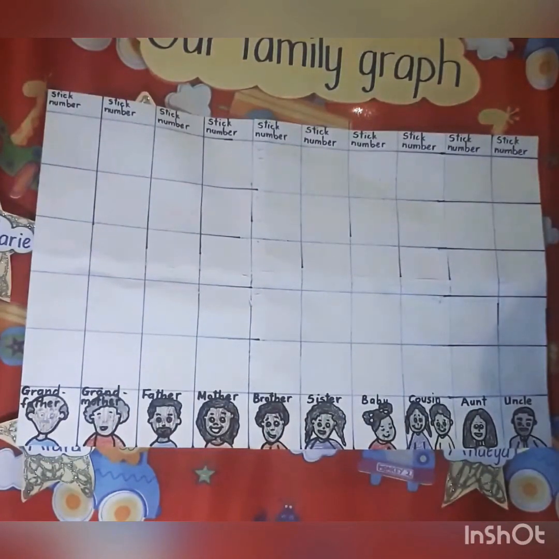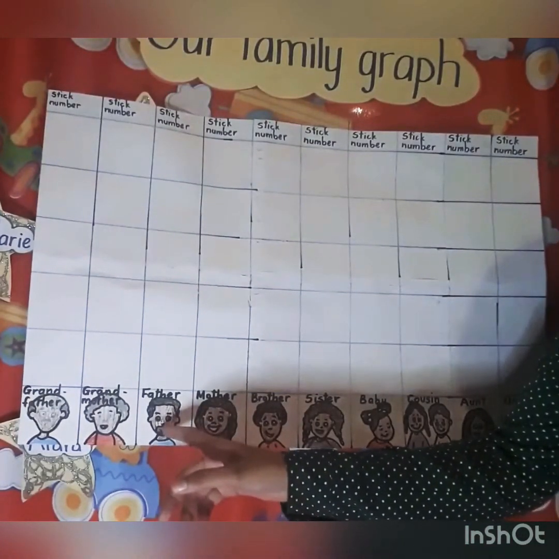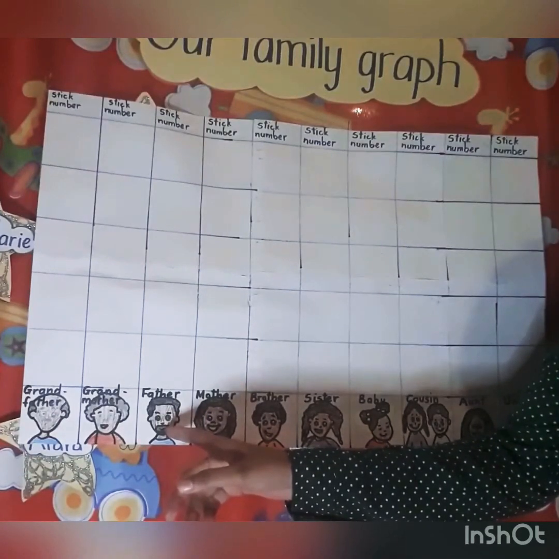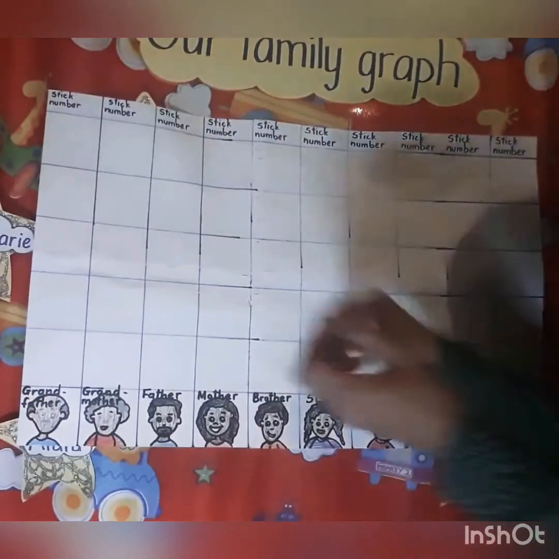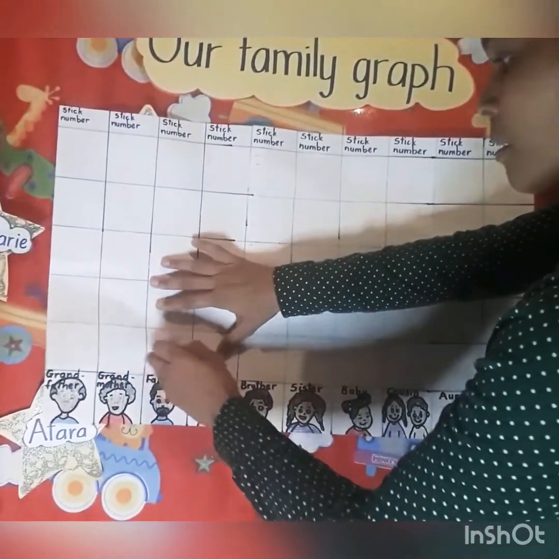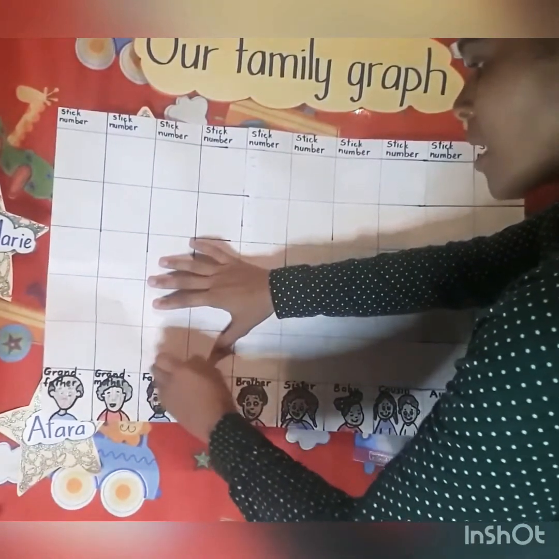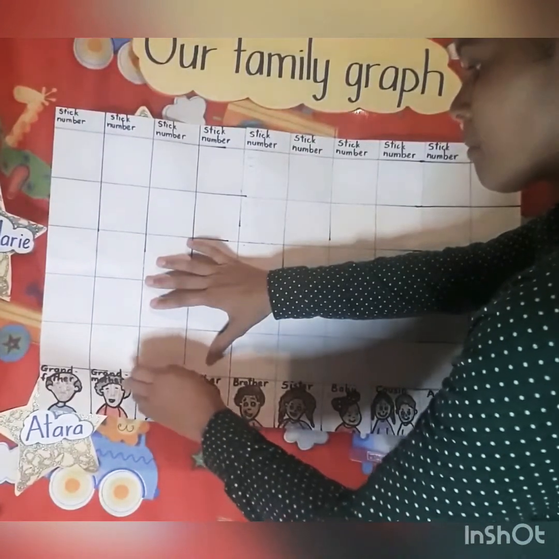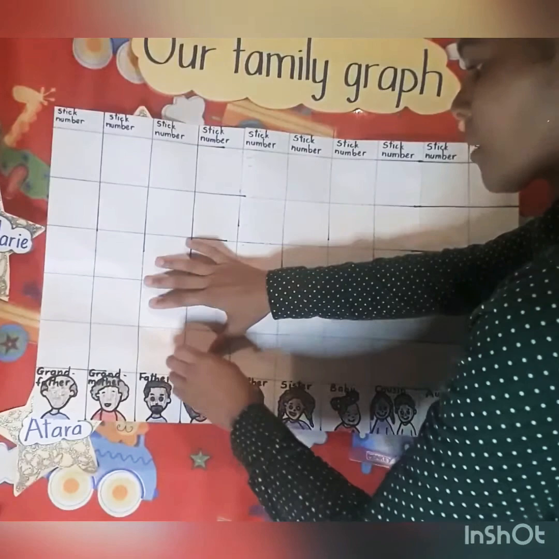Very good. Who are you seeing in the next picture? Father. So, if your father lives in the same household as you, I want you to color the square above father. So, I'm going to color the square. My father lives in the same household as me. Alright.